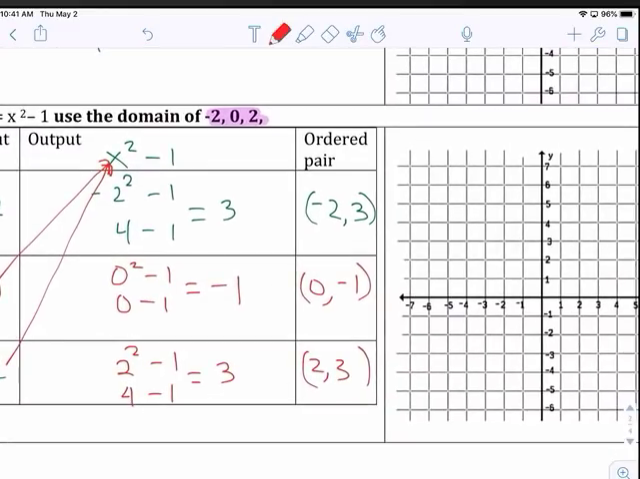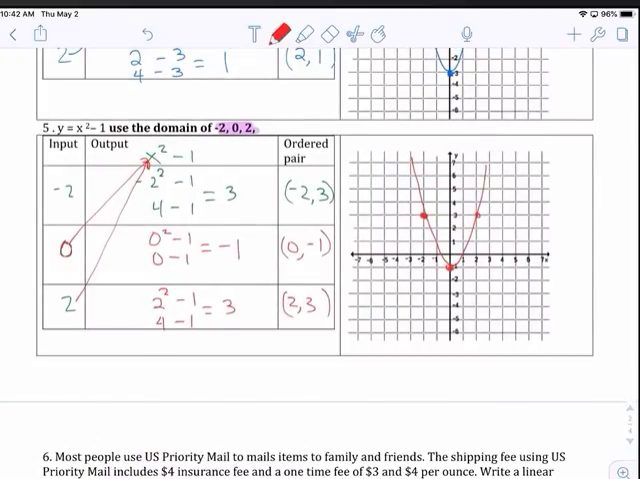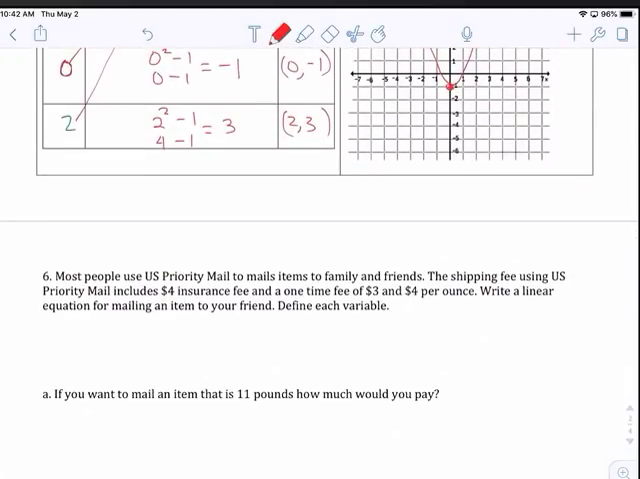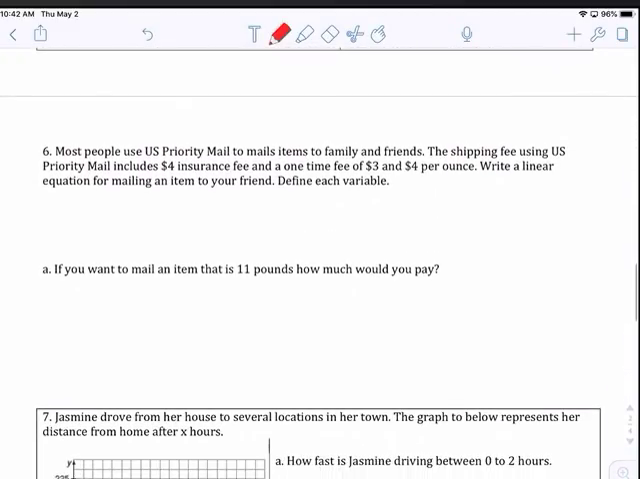Go in negative 2, 3 right there. 0, negative 1 right here. 2, 3 up here. Connect the dots. This is called a parabola, you guys. The happy face is called a parabola, non-linear. Okay. Let's look at number 6.